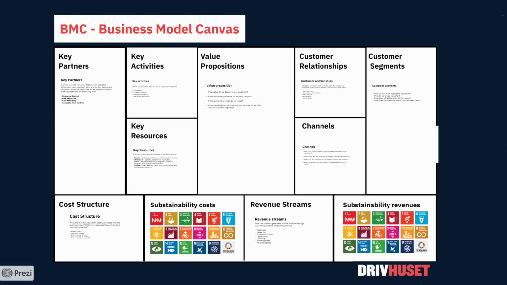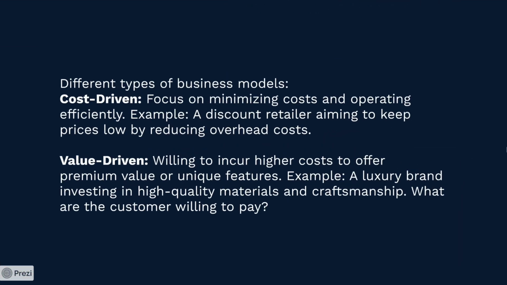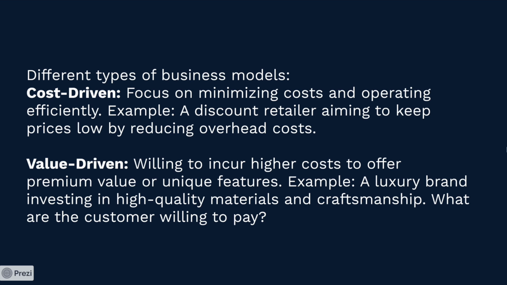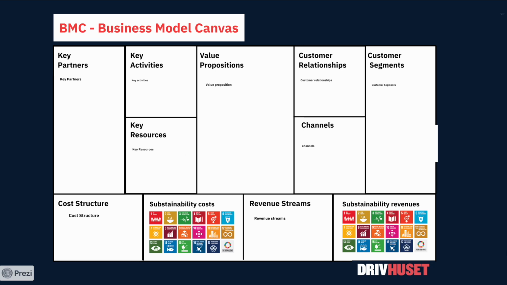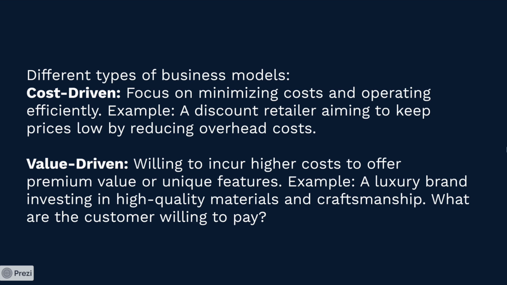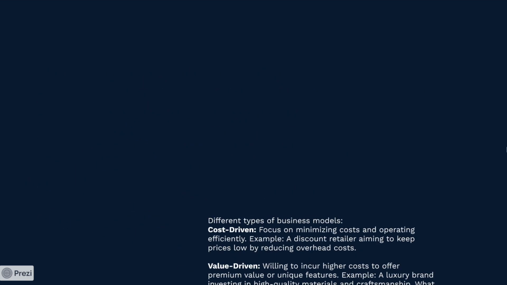When working with the business model canvas, it's important to remember that there are different types of business models. Here are two of the most common. A business model could be cost-driven. This means focusing on minimizing costs and operating efficiently. For example, it could be a discount retailer aiming to keep prices low by reducing overhead costs. Or maybe your business model is value-driven. This means you're willing to incur higher costs to offer a premium value or unique features of some sort. This could be maybe a luxury brand investing in high-quality materials and craftsmanship. What are the customers willing to pay?